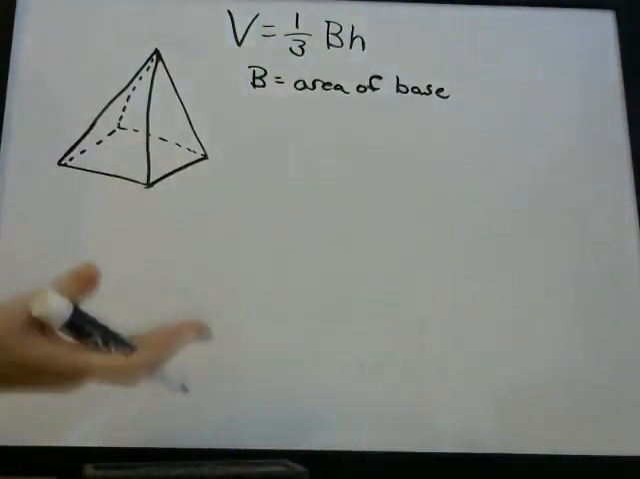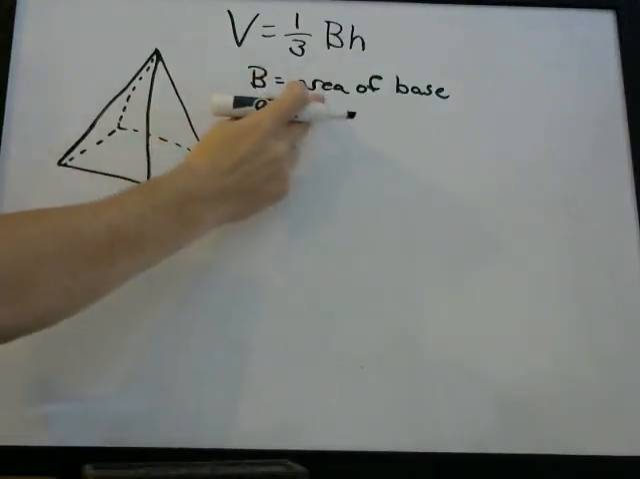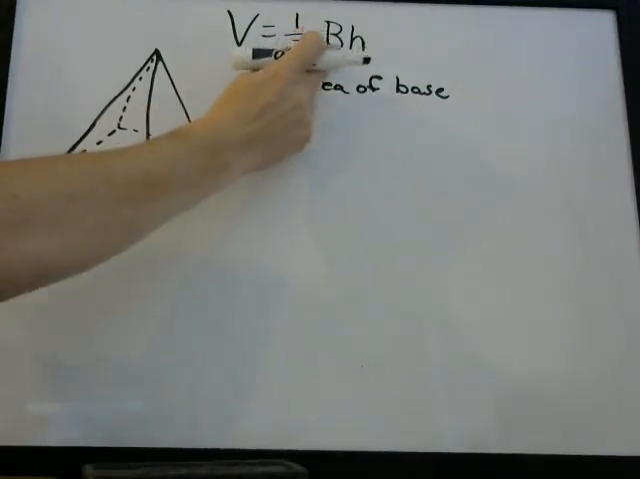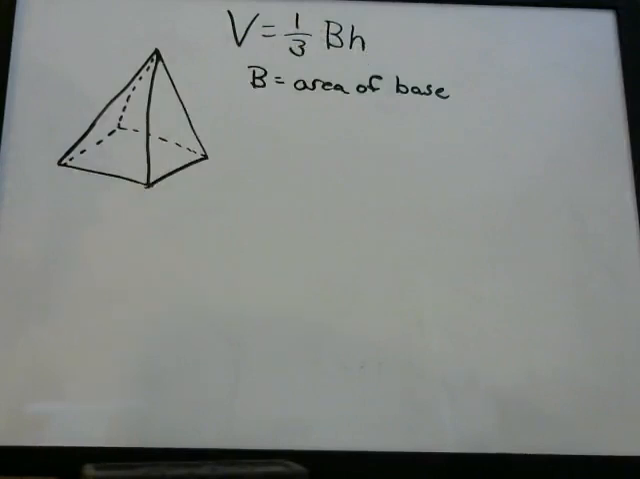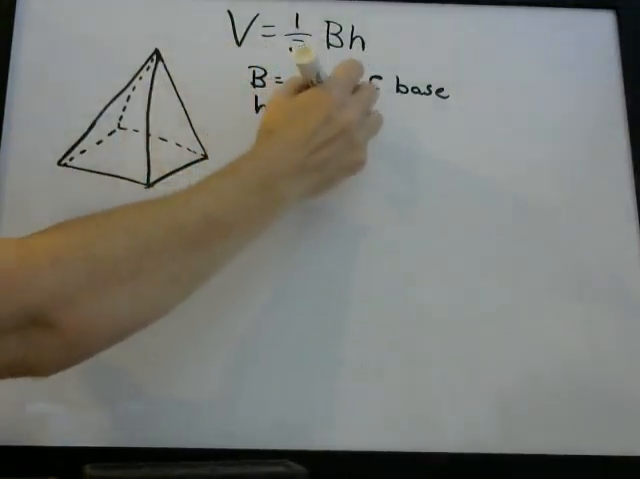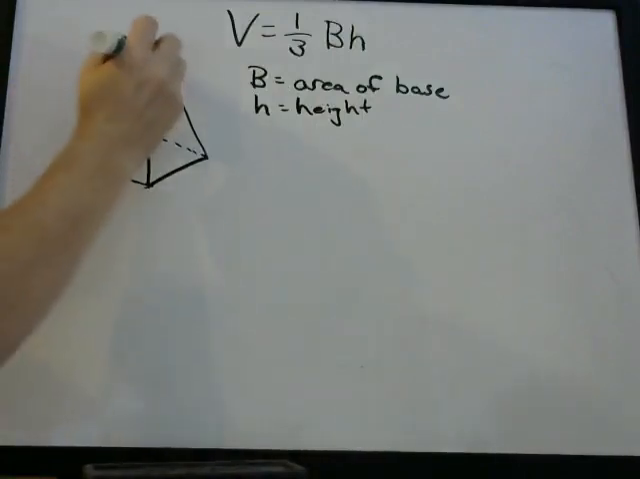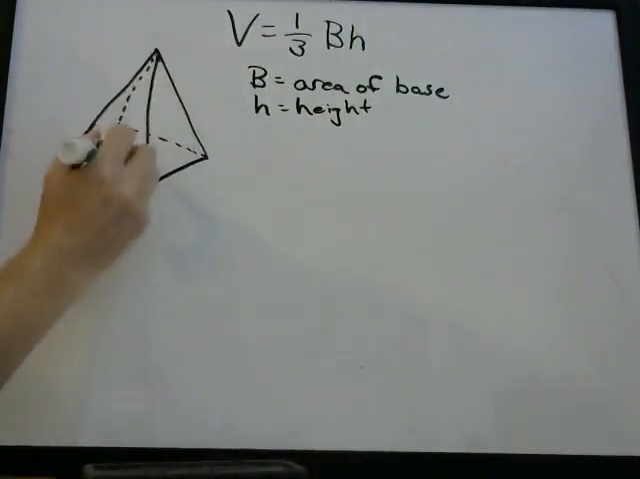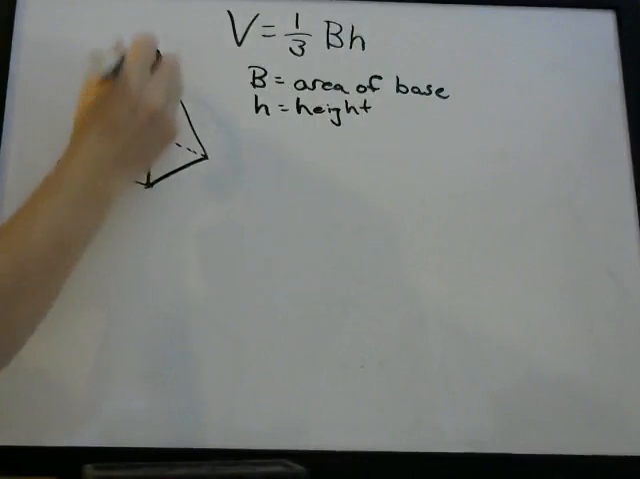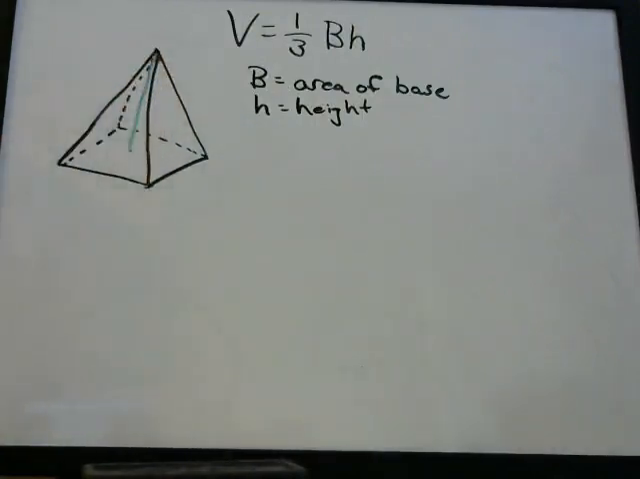B is the area of the base. So the bottom part, the part that the pyramid is sitting on, that's called the base. So you need to be able to find the area of the base. That's what's going to go into the formula for that B. H is height. And what we mean by height is how tall is this pyramid. The way that you measure that is from the top of the pyramid down to the middle of the base. So wherever the middle of the base is, that is the height of the pyramid.